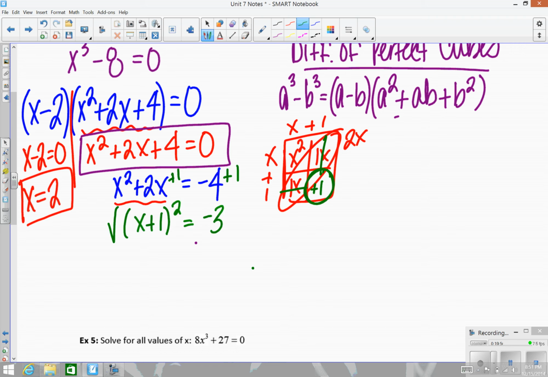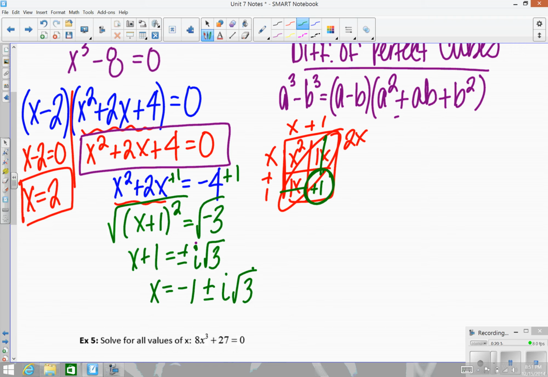We're going to square root both sides, so we get x plus 1 equals plus or minus, I have a negative radical 3, so that means it's going to be i times radical 3. And then I'm going to bring that 1 over. So it's going to be negative 1 plus or minus i radical 3. And there are your other two solutions because you have a plus and you have a minus case. So you have three solutions.